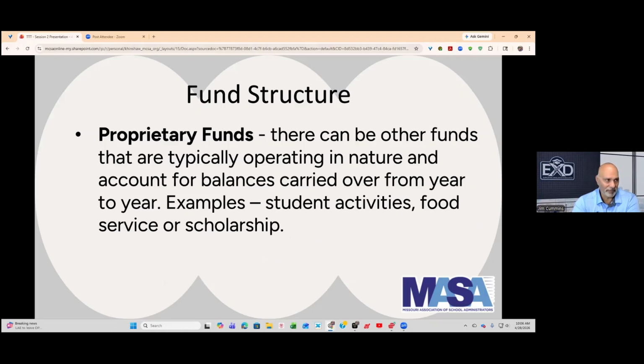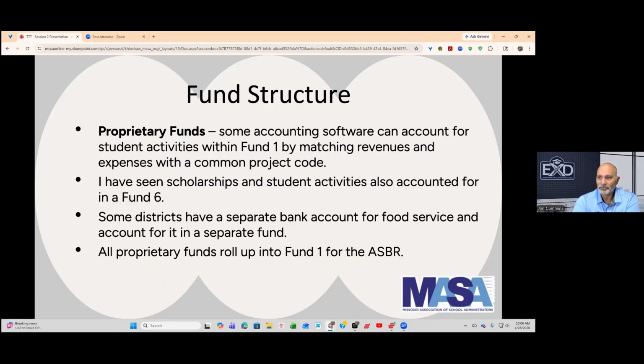Some districts will have proprietary funds that are numbered outside of 1 through 4. I work with one district that uses their activity funds set up as Fund 60. But ultimately, what they're doing is accounting for student activities in a separate fund so they can match them up. You'll see it sometimes with food service, also with scholarships.